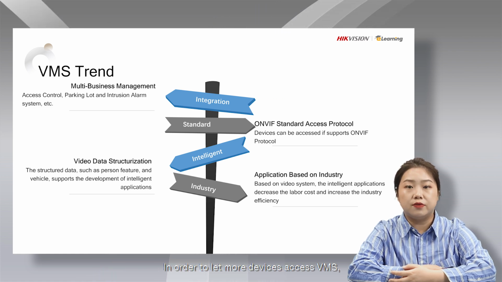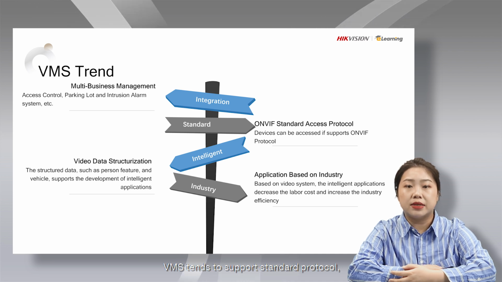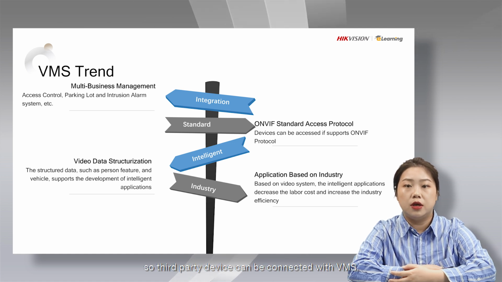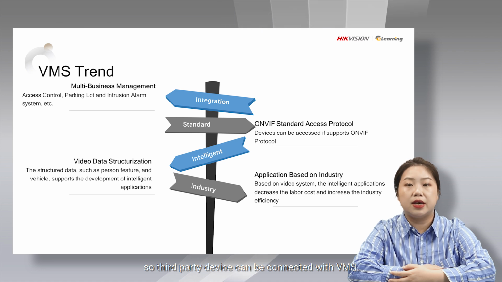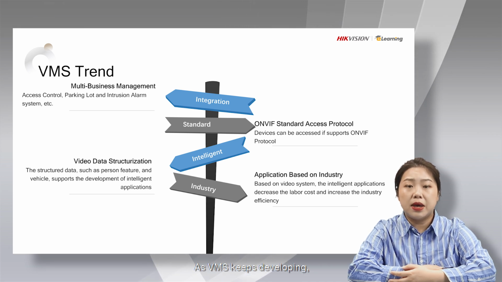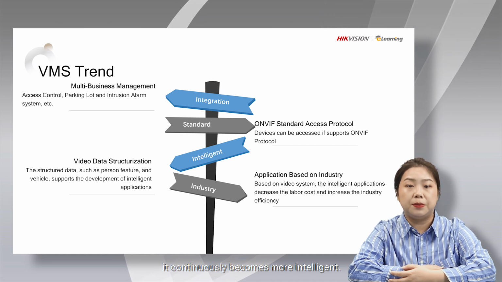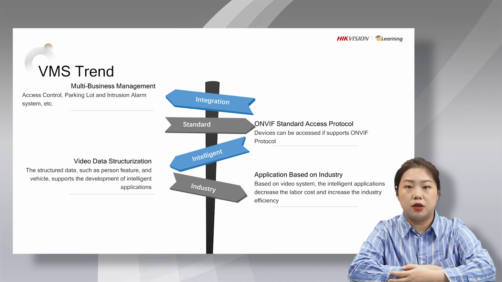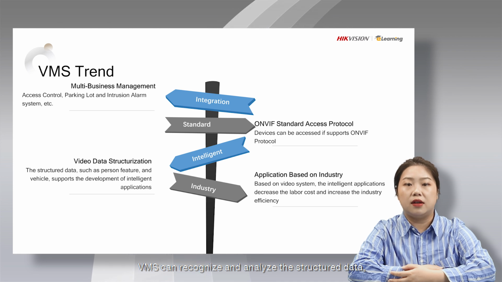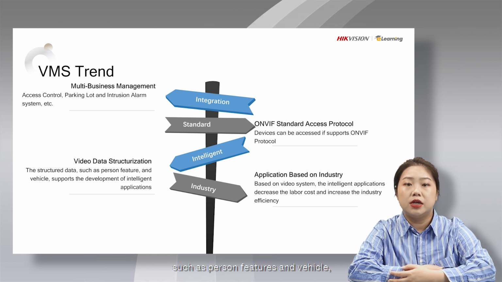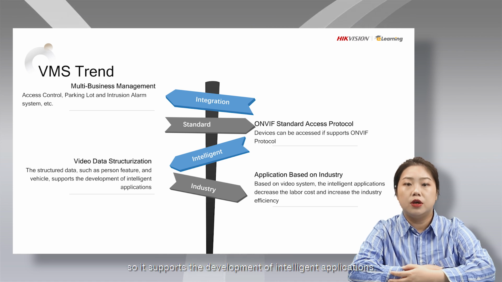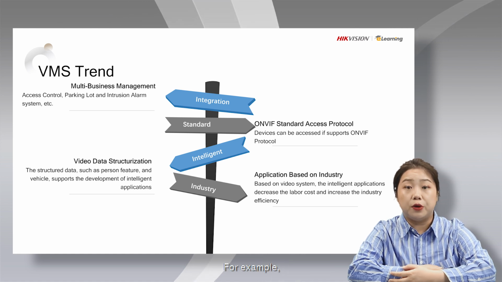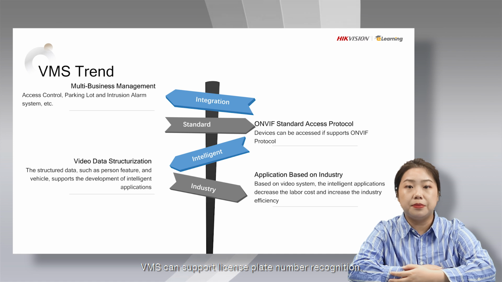In order to let more devices access VMS, VMS tends to support standard protocol. For example, ONVIF protocol. So, third-party devices can be connected with VMS. As VMS keeps developing, it continuously becomes more intelligent. With the ability called video data structuralization, VMS can recognize and analyze the structured data, such as person features and vehicle. So it supports the development of intelligent applications. For example, VMS can support license plate number recognition.